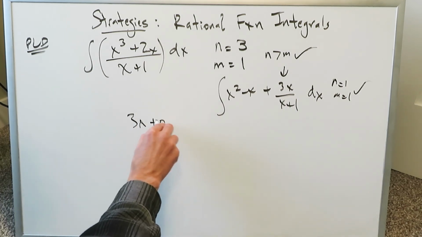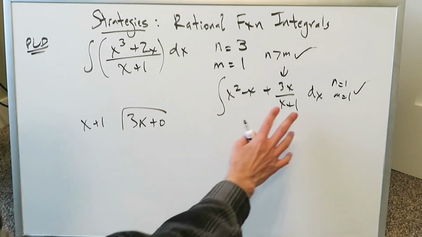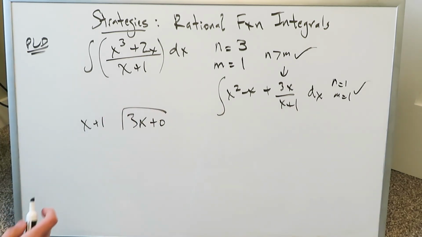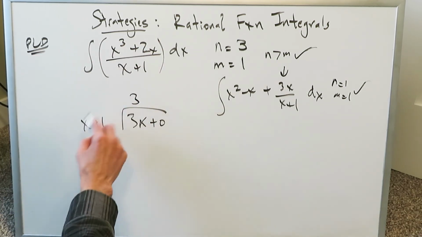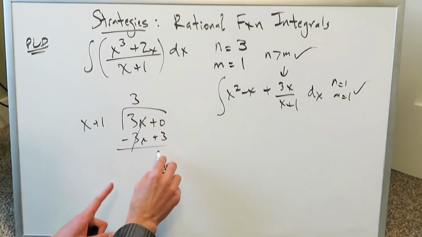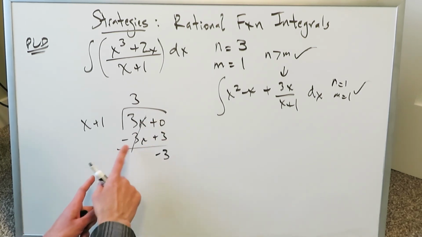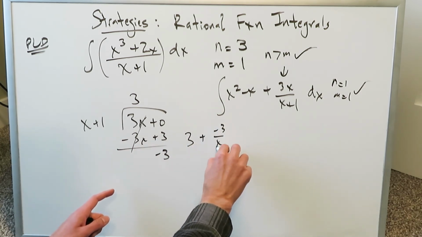We have 3x plus 0 divided by x plus 1. This is me simplifying this even further. Might as well, because this is an excellent tool for dealing with rational functions. X goes in 3x 3 times. Multiply it back, you have 3x plus 3. Subtract it. This cancels out and here I get a minus 3. My answer over here is a 3 plus minus 3 over x plus 1.